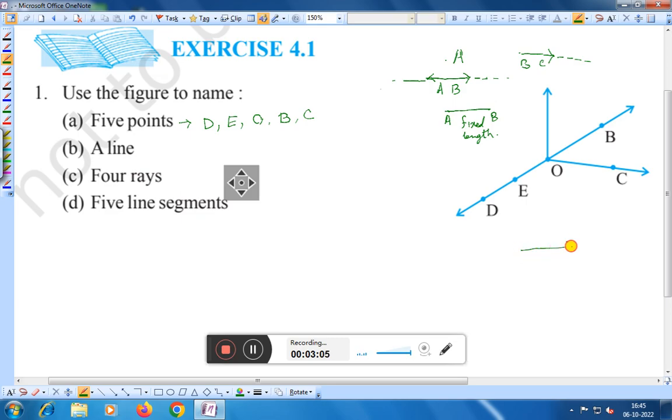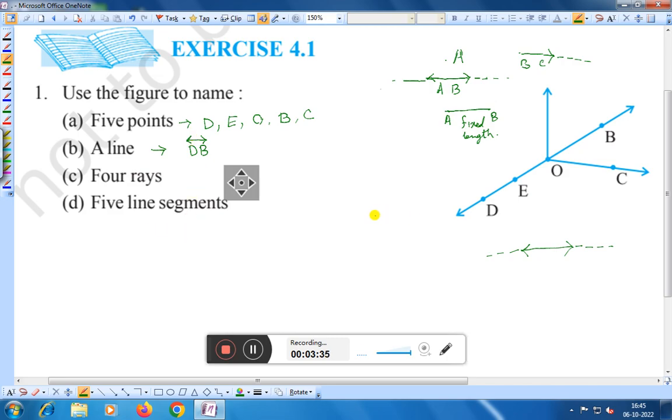A line, I already told you, line means on both ends there will be arrows. Arrows mean what? That it goes on endlessly, right? On both sides. That is the line. Then we can say DB is one line, right? Here you say DB, a line. You can say DB, and a line can be represented like this, arrow on both sides. That is a line.